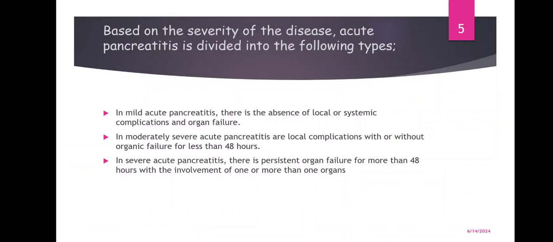Then, based on the severity of the disease, acute pancreatitis is divided into the following types. In mild acute pancreatitis, there is the absence of local or systemic complications and organ failure. In moderately severe acute pancreatitis, there are local complications with or without organ failure for less than 48 hours. Then, in severe acute pancreatitis, there is persistent organ failure for more than 48 hours with the involvement of one or more organs.